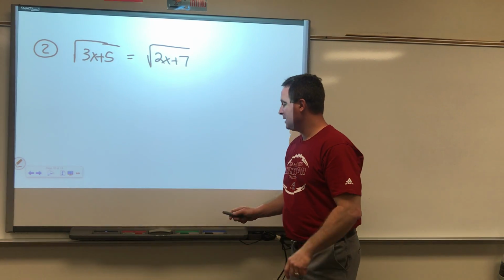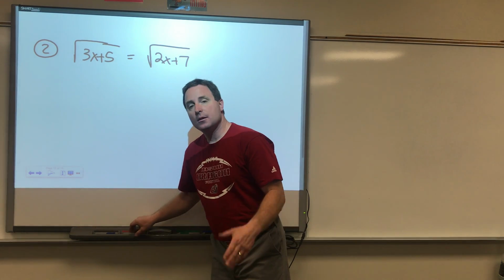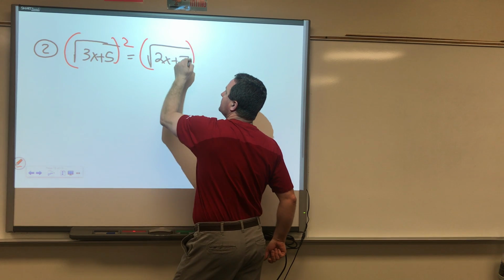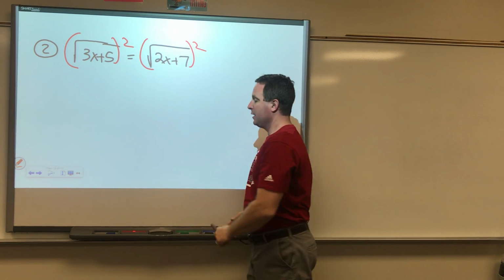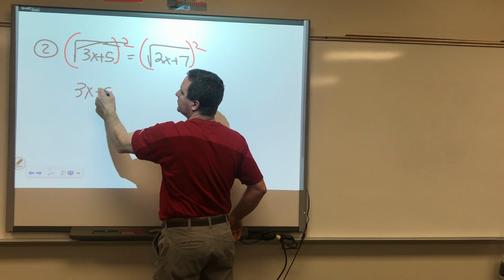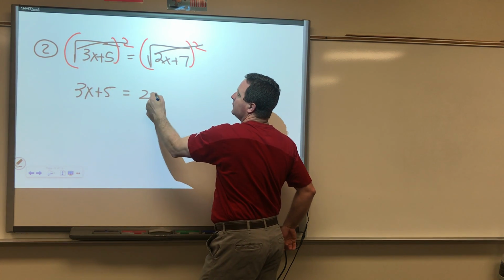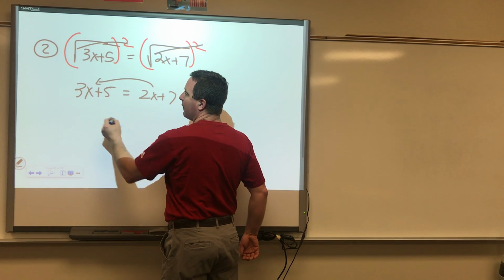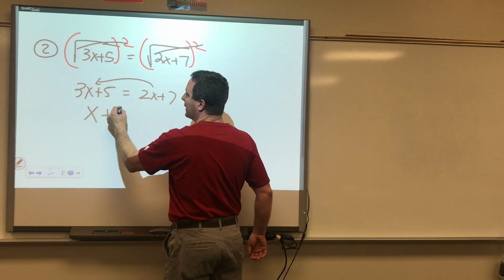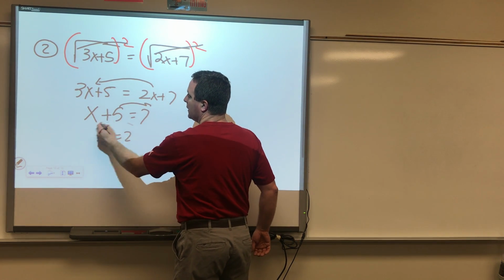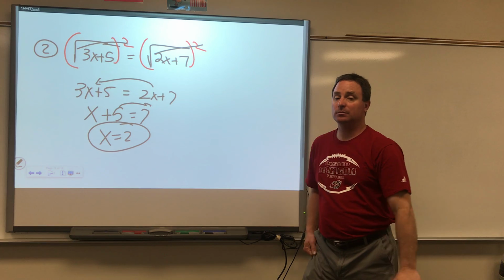Same thing. There's 2 radicals, but they're both by themselves. So to get rid of them, I can square them. Okay? The radical part goes away. They cancel out. And if I get my x's on the same side, I'm going to move them that way by subtracting 2x. I get 1x plus 5 equals 7. And subtract 5, it looks like x equals 2.